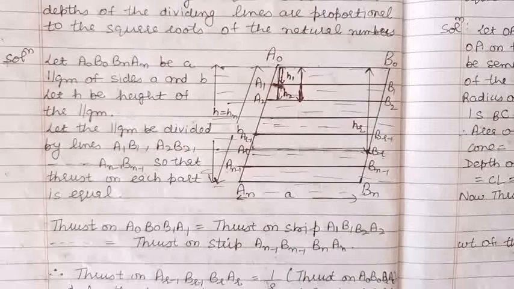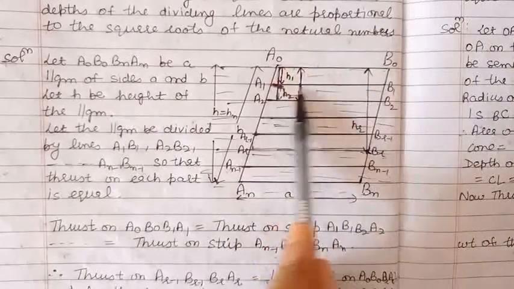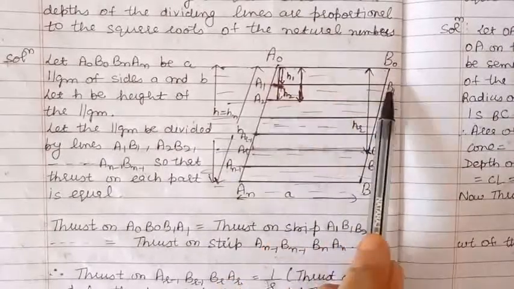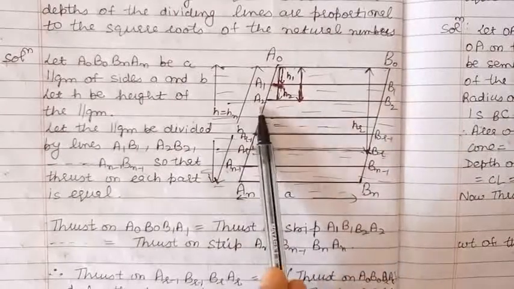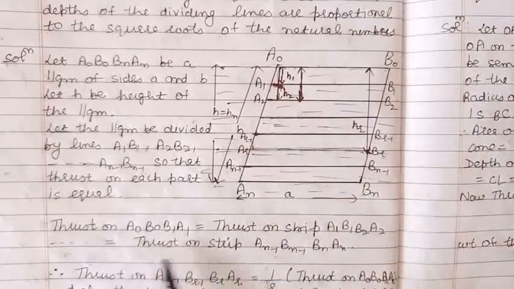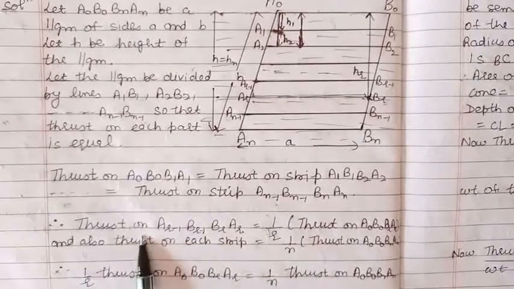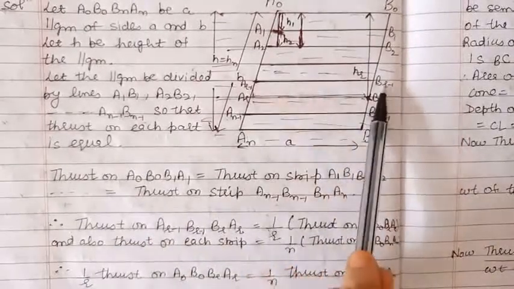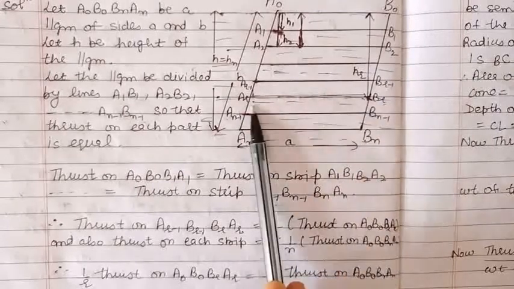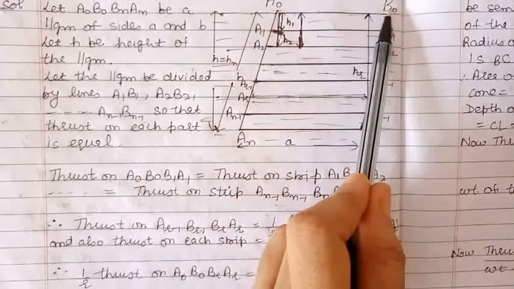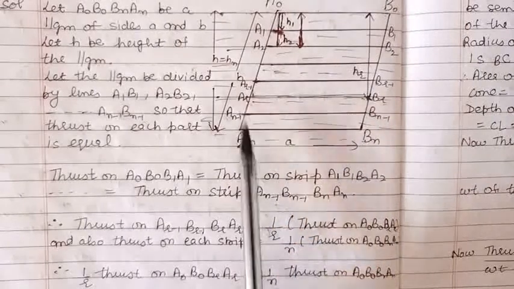natural numbers. Now, because the thrust on each of these strips, A0, B0, B1, A1, second strip A1, B1, B2, A2, on all these strips the thrusts are equal, we can say that the thrust on the strip Ar-1, Br-1, Br, Ar will be 1 by r of the thrust on the parallelogram A0, B0, Br, Ar.